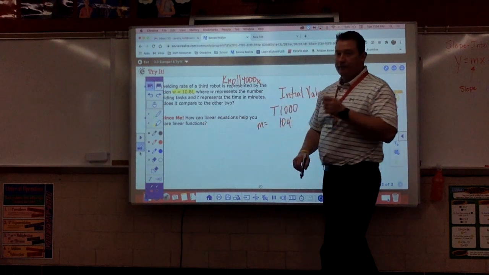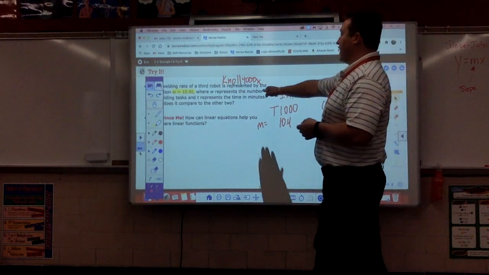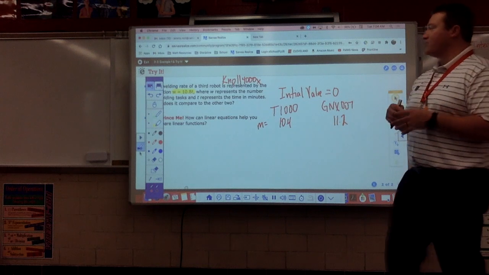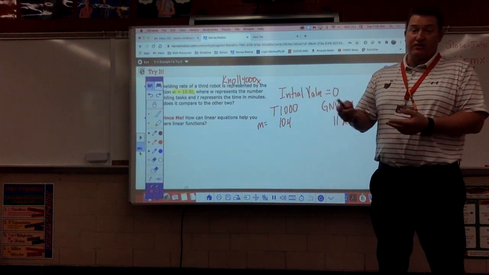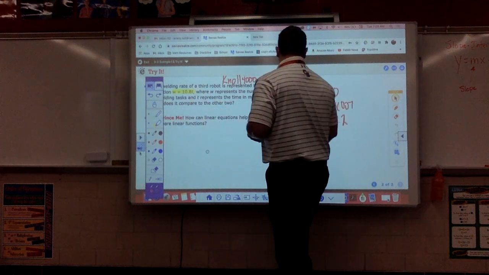I'll just put an M, right, for slope or rate of change. Okay, so now we just need to figure out what the third robot, the Null 4000x, what its rate of change is. And they gave us an equation, so we should be pretty good at identifying slope, right? So it is 10.8. Boy, that was tough.